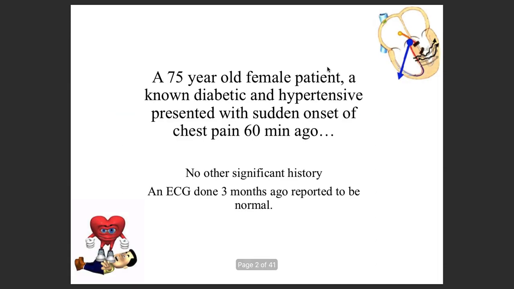This is the topic we are trying to go through. Everyone already has the slides. So now imagine you are in the emergency room. You get a 75-year-old female patient. Okay, she does have some risk factors.